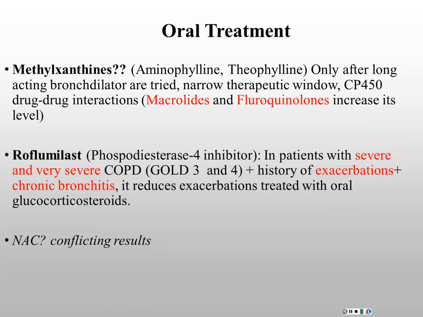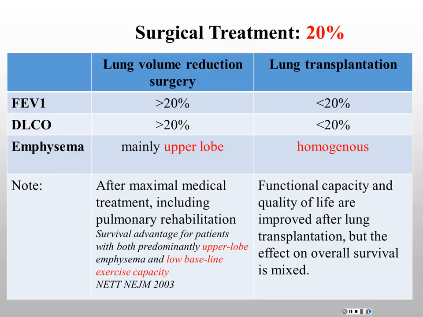Roflumilast is a phosphodiesterase 4 inhibitor. It's called Daliresp. It's oral treatment. It can be used for patients with COPD, chronic bronchitis type, not emphysema, and history of frequent exacerbation. It can decrease the weight as well, so it can help with obese patients with COPD who qualify for that treatment. NAC, which is N-acetylcysteine, there are conflicting results. Some trials showed that it decreased the oxidant stress and helped with COPD exacerbation. Other trials didn't show benefit. It's not part of the standard of therapy.